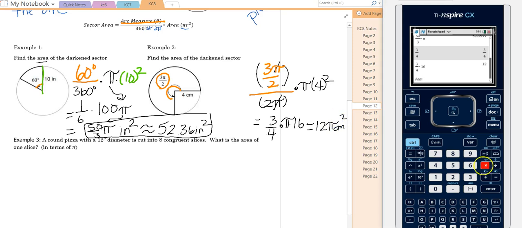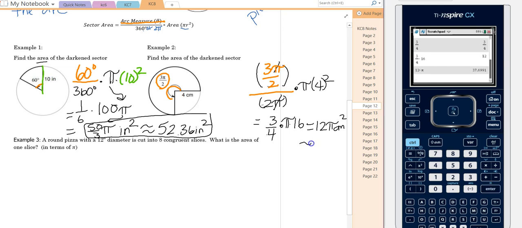If you wanted to get a more exact answer, because it did not tell you to leave it in terms of pi, which means multiply pi in it, this would give us about 37.7 centimeters squared. So either one of these answers would be acceptable. The directions did not tell us to leave it in terms of pi. When we get to the next couple of examples, it does tell us how it wants us to leave our answers. Alright, so looking at example 3, it says a round pizza.